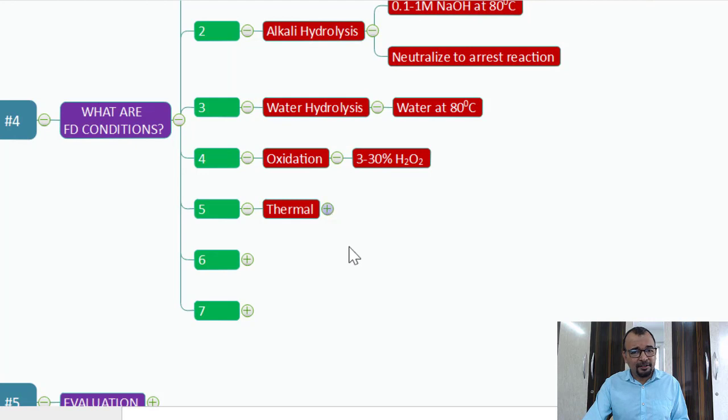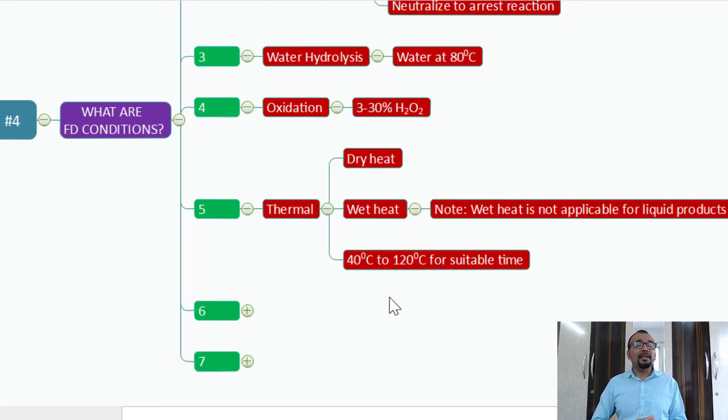Then the thermal degradation. The thermal degradation can be conducted under two different conditions: dry heat for the solid and the liquid products, and wet heat, which is possible only for the solid products. It is not really required for the liquid or semi solid product.